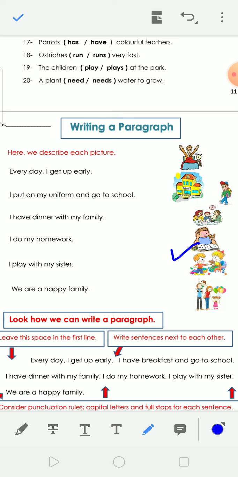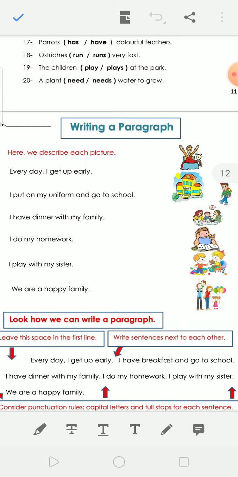Can you describe this picture? We can write the sentence, I play with my sister. Now look at the last picture here. We can describe it and say, we are a happy family.